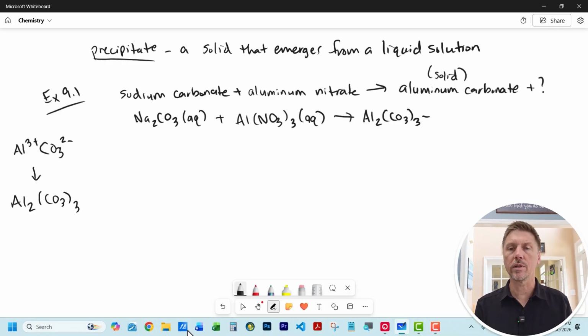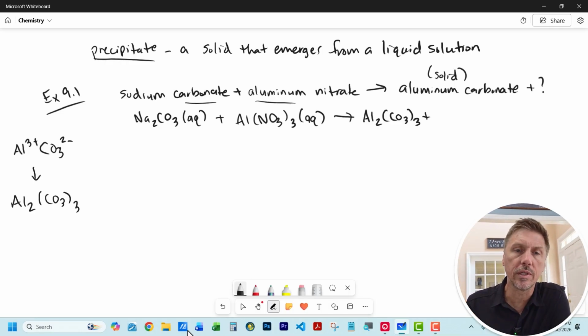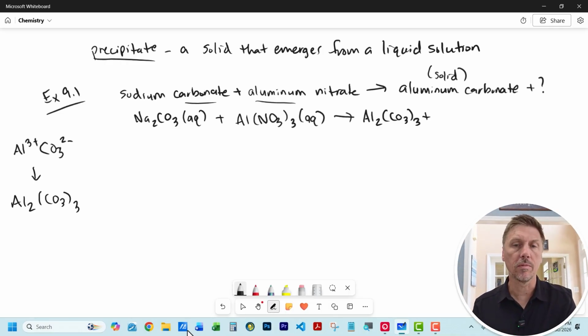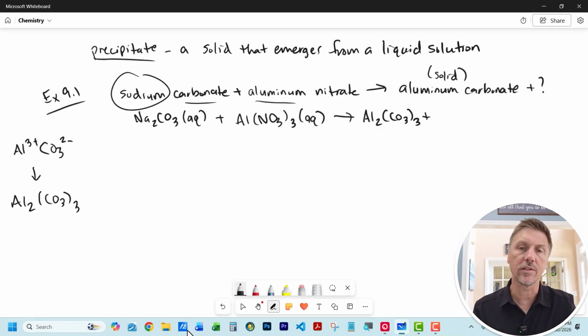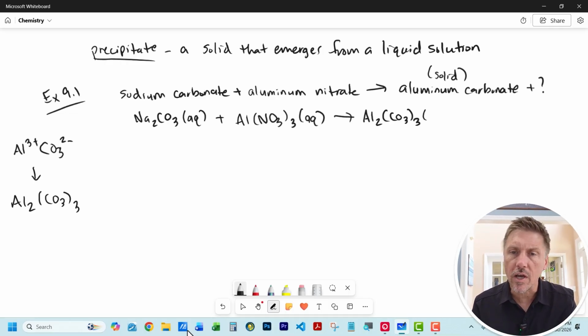And then last of all, what's left? Well, again, we use the aluminum, we use the carbonate. We've got to figure out what the formula is for sodium nitrate because that's what's left over here, okay? And oh, by the way, I did forget to do this. This is our solid, right? So we're going to put a solid phase on that.